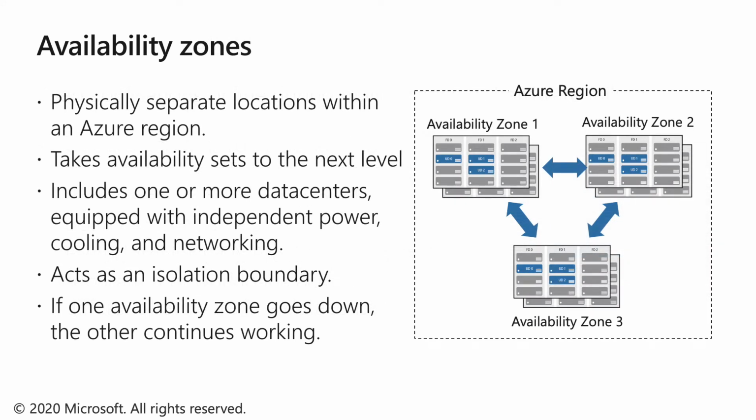Now beyond this, we've got availability zones. These are physically separate locations within an Azure region. This takes availability sets to the next level, including one or more data centers equipped with independent power, cooling, and networking. So if there's a power fault or a cooling fault or something's gone drastically wrong in one data center, the next zone will be absolutely fine. Multiple zones form a region, and this acts as an isolation boundary.